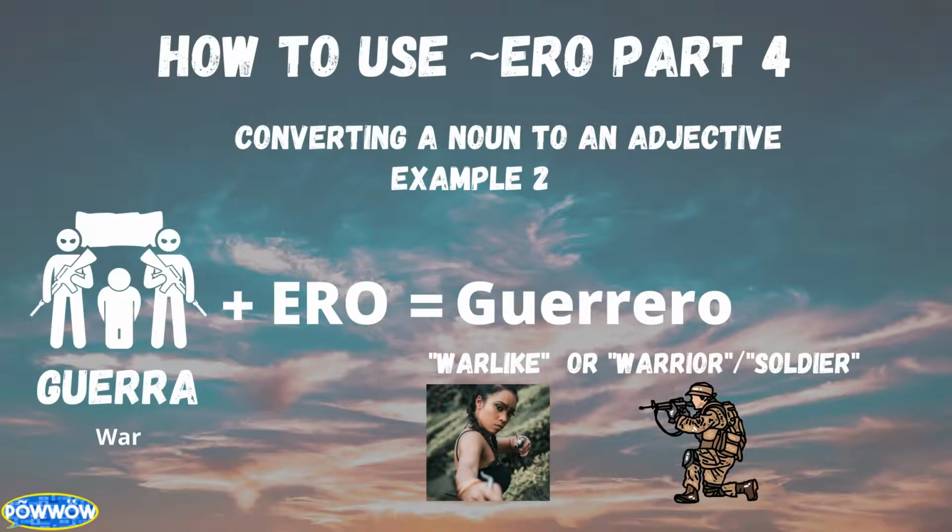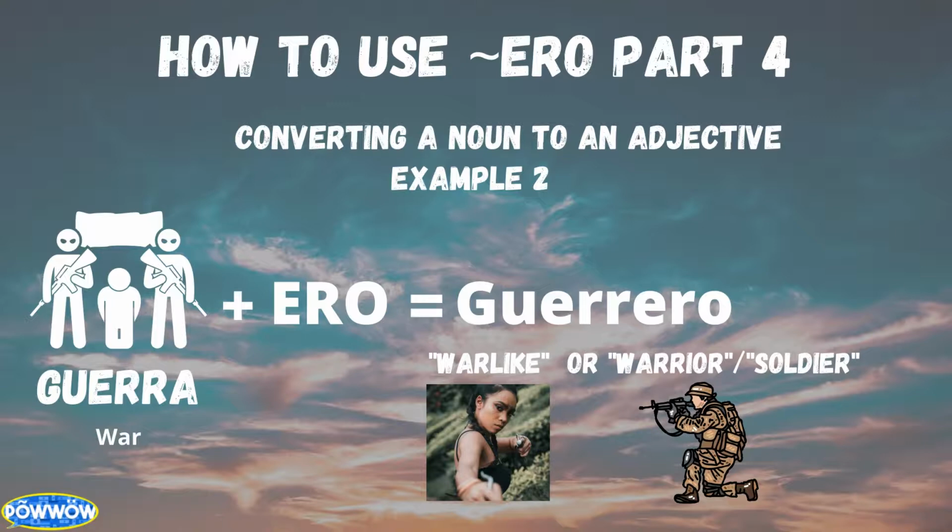Then we have here, in our second example, guerra, which means war in Spanish. Here again, we have guerra and we want to add ero to it. So what we do is we chop off that last A here. So we have our stem, G-U-E-R-R, and then you have the ero. And here you have guerrero.